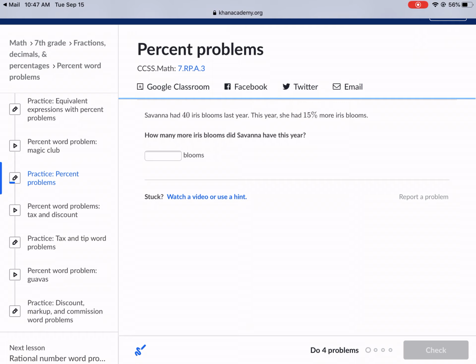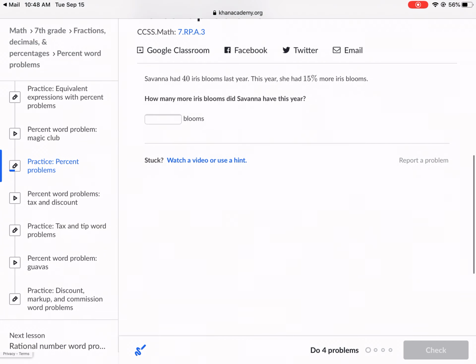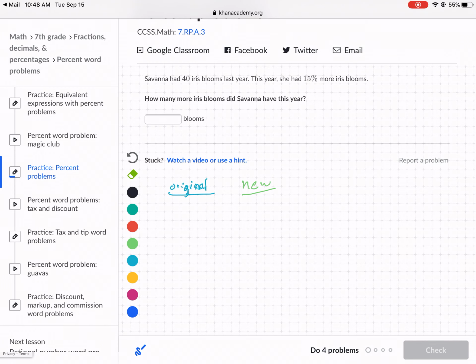Let's get to it. Savannah had 40 iris blooms last year. This year she had 15% more iris blooms. How many more iris blooms did Savannah have this year? I like to think of these problems as the original, and then the new. Original and then the new. The original amount that we had was 40 iris blooms.